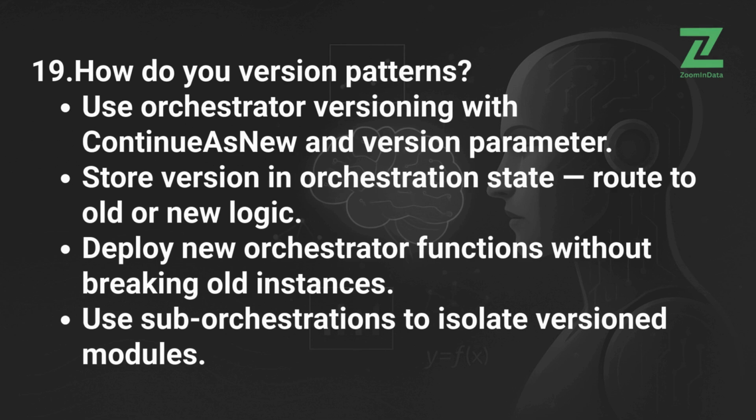How do you version patterns? Use orchestrator versioning with continue as new and a version parameter. Store the version in orchestration state. Route to old or new logic. Deploy new orchestrator functions without breaking old instances. Use sub-orchestrations to isolate versioned modules.